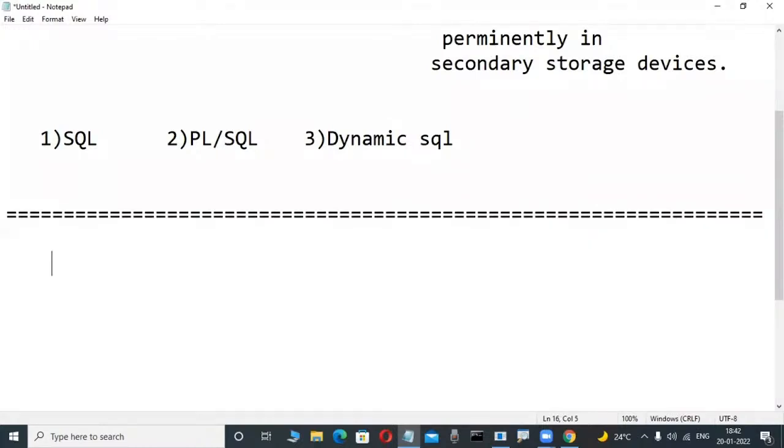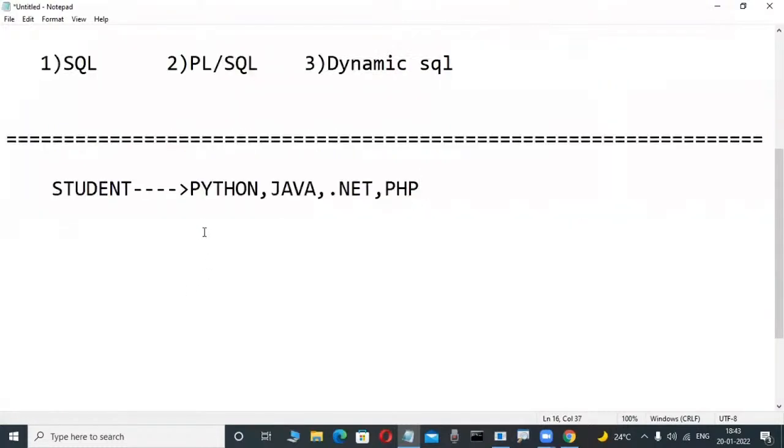These types of software, such as Oracle database, are learned by many different types of persons. First, from the student point of view, many students are learning front end courses nowadays. Python, Java, .NET, ASP.NET, web-based applications and PHP. These types of front end applications they are all learning. These persons are web-based application programmers.